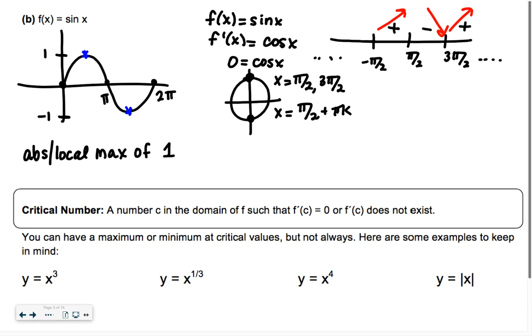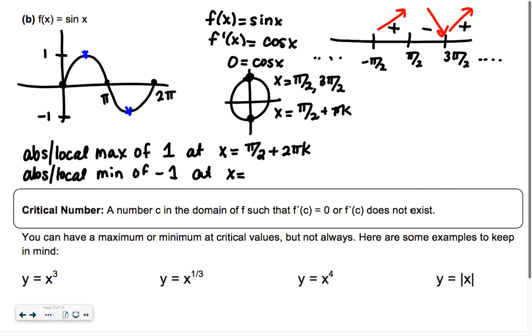Of 1 at x equals, so the first one was pi over 2. Plus 2 pi k. I want to add 2 pi in each direction, forever, because I want to skip over the minimum. And then I'm going to say absolute or local min of -1, and that happened at x equals, I could do either one. You can do 3 pi over 2 or negative pi over 2, it doesn't matter. So let's say 3 pi over 2 plus 2 pi k. Does that make sense?